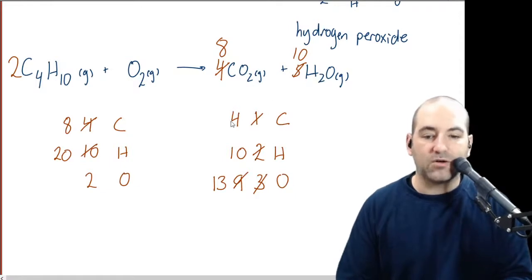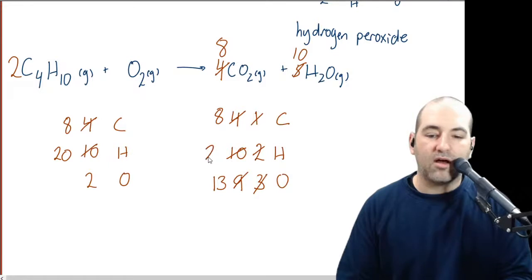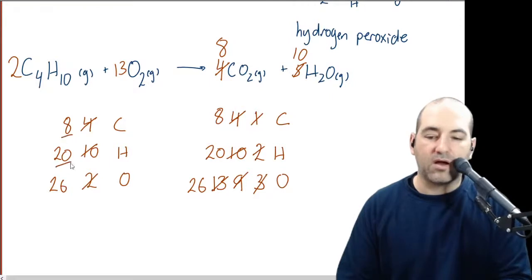So now if I recorrect my numbers, I've got 8 carbons, 20 hydrogens, and 26 oxygens on the right. And notice that my left and right sides are still balanced with respect to carbon and hydrogen. Now I've got an even number of oxygens on the right, so I can put 13 here. And now all of my quantities are balanced.